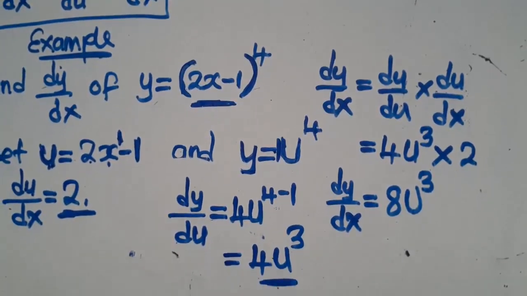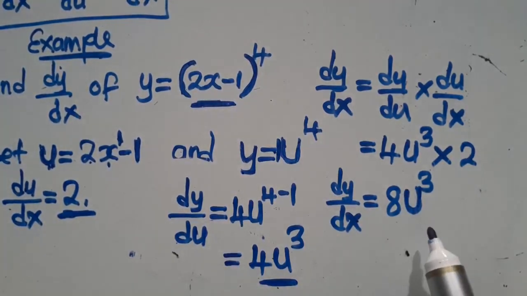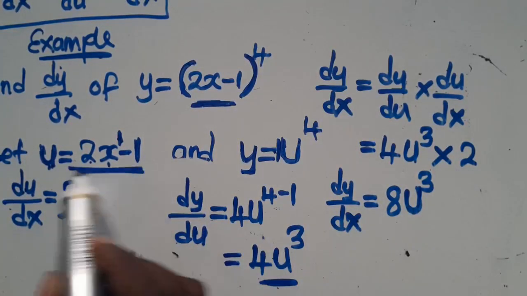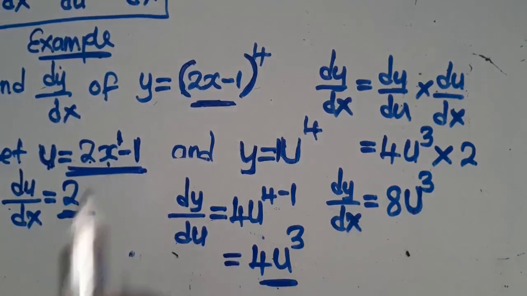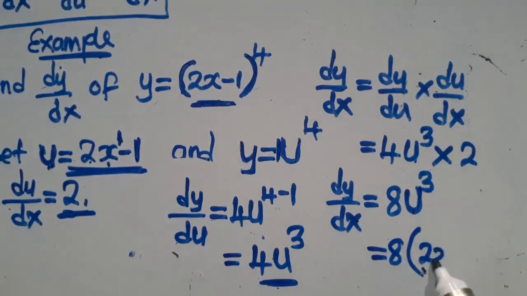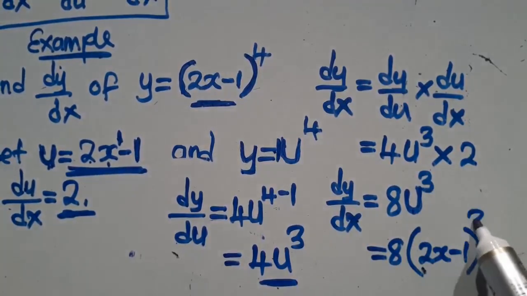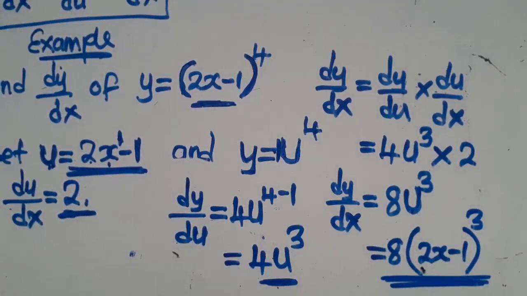After you do this, you know u is what? At first, what did we do? We said u to be equal to that. Then finally, just here where there is u, put 2x minus 1. So the answer is what? 8, open bracket, 2x minus 1, close the bracket. Then I put power 3, which is here. So meaning that this is dy dx. This is my answer. This is what you are supposed to do.